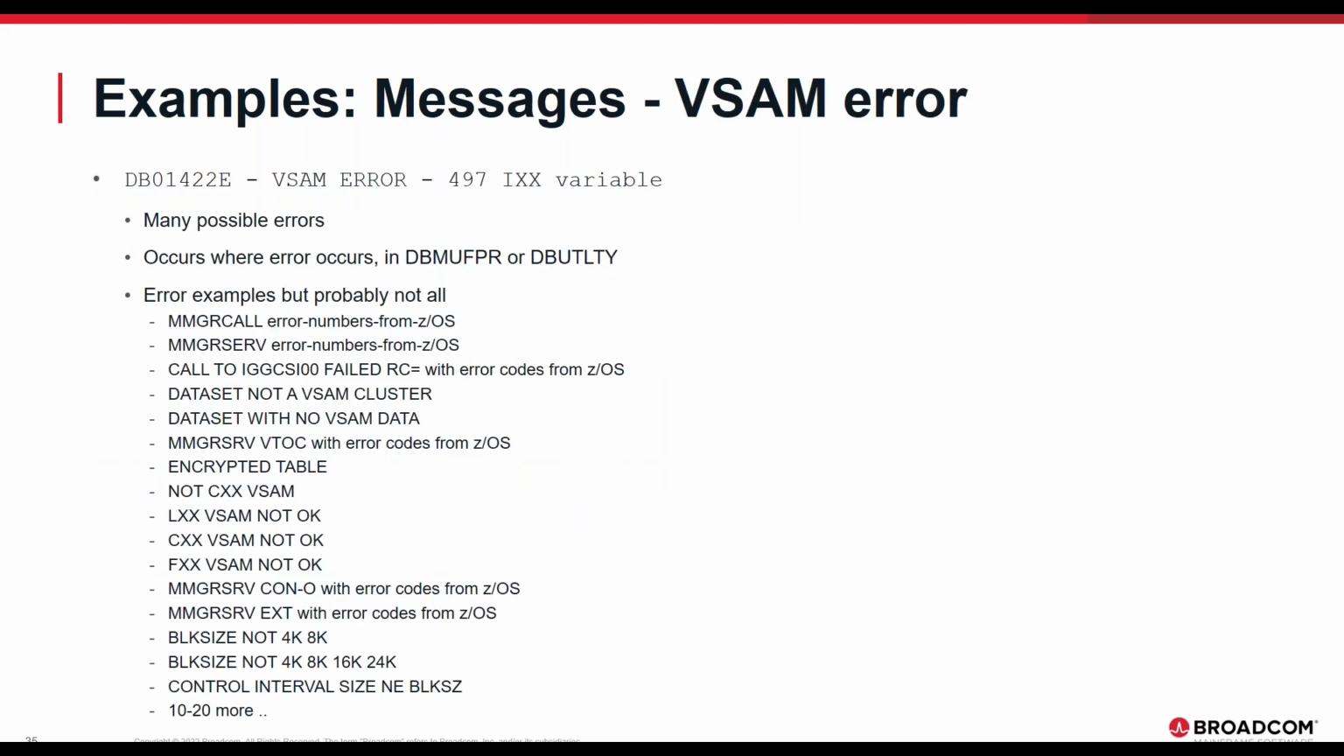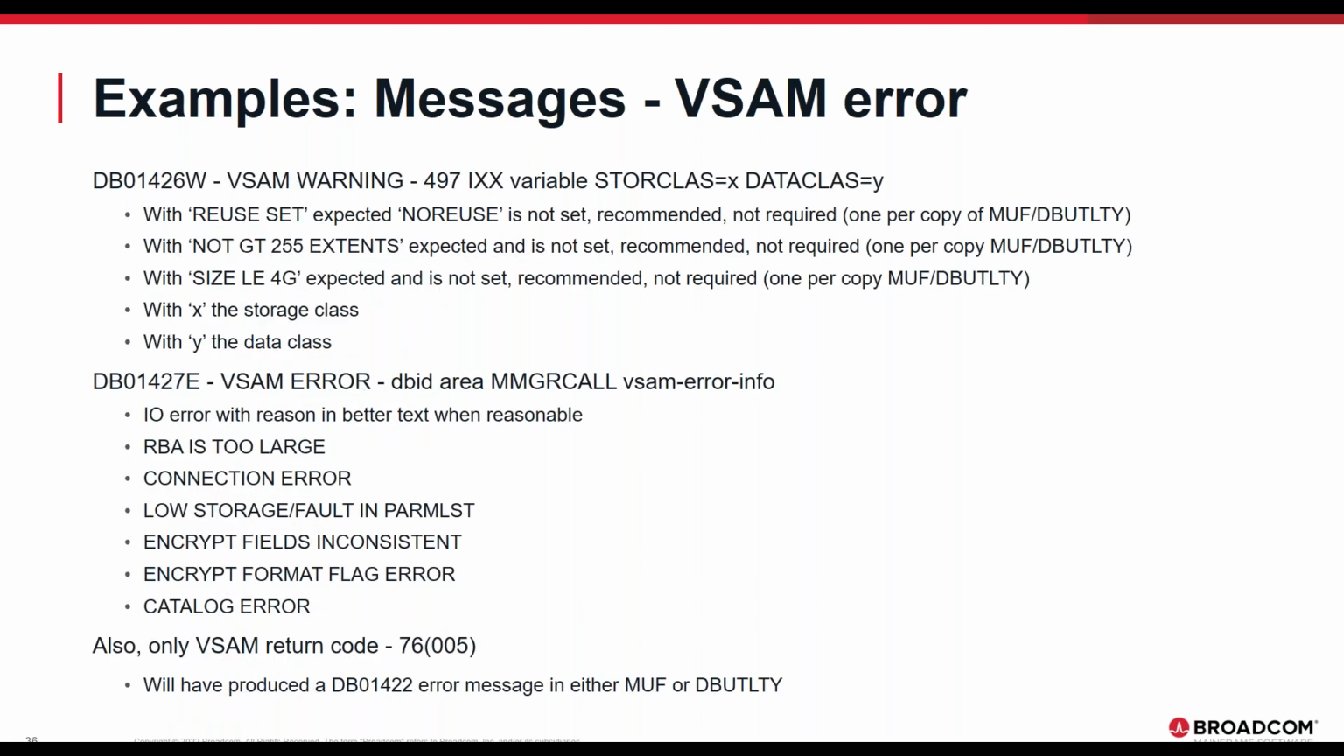There's basically one error message, but it has a lot of specifics as to telling you exactly what we were not happy with or what error we got from the memory manager. Let's continue. We have a couple of warning messages. You probably won't see them, but we have a couple of warning messages, and then we have one return code 76005. Let's continue.